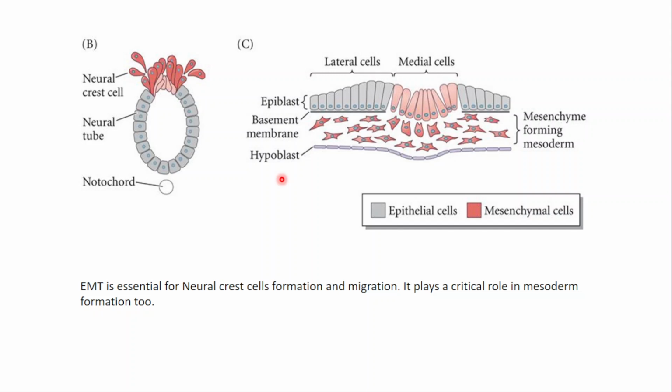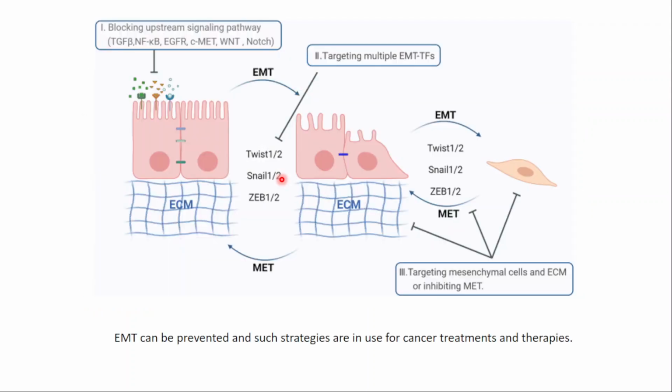Also to the other question, whether at all we can block EMT or not. So EMT can be prevented and such strategies are in use for cancer treatments and therapies. But in an embryo where EMT is very necessary for formation of structures like neural crest cells and mesoderm, preventing EMT or abolishing EMT is not a very good idea. But to treat cancers in adults in extreme stages, blockers or small molecule inhibitors inhibiting EMT have been used, and such strategies are used for therapies in cancers.